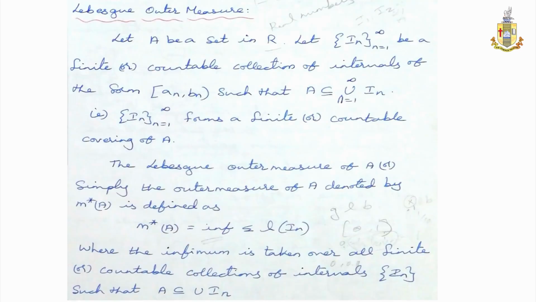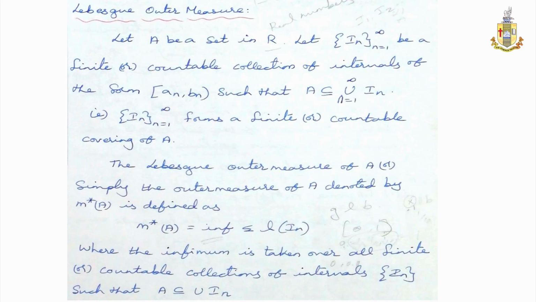So moving into the definition of Lebesgue outer measure, let A be a set in R and let In be a finite or countable collection of intervals of the form closed an, bn such that A is contained in or equal to union of In, where n varies from 1 to infinity. That is, In forms a finite or countable covering of A.